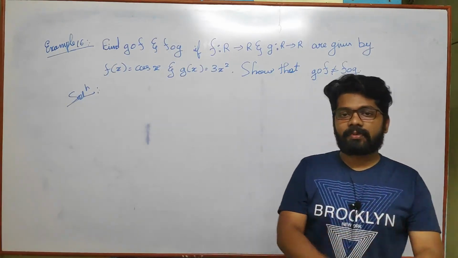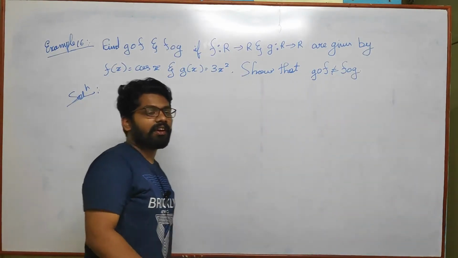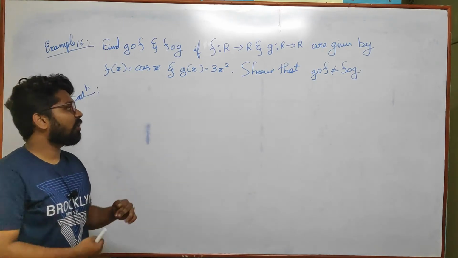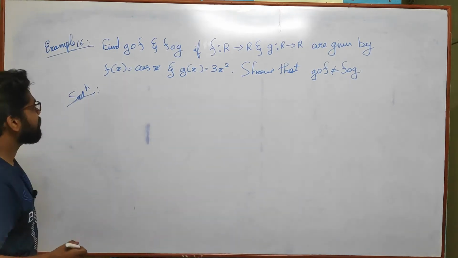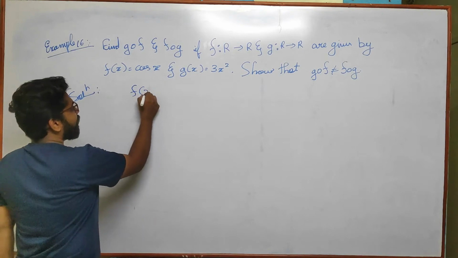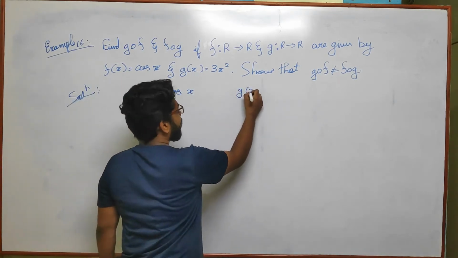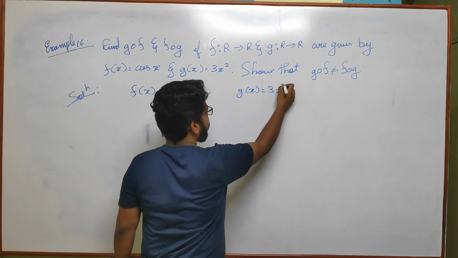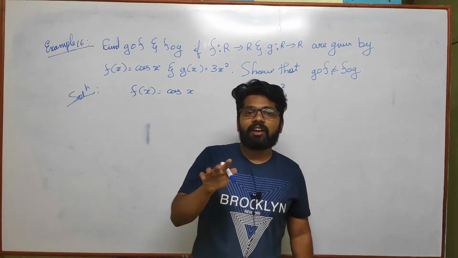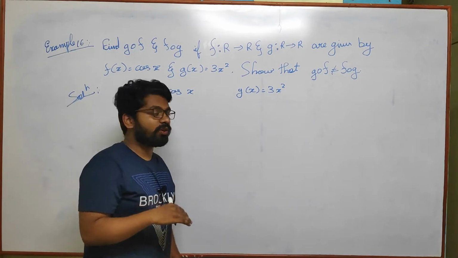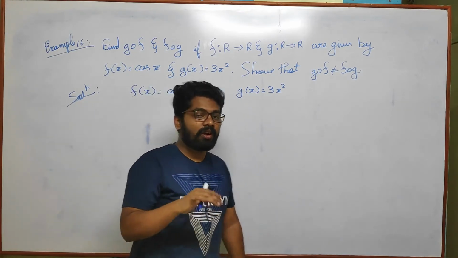So let us see the next sum, that is example 16, where they have asked us to find gof and fog. The functions given to us are f of x equal to cos x, and g of x equal to 3x square. Our job is to find gof as well as fog and show that gof is not equal to fog.